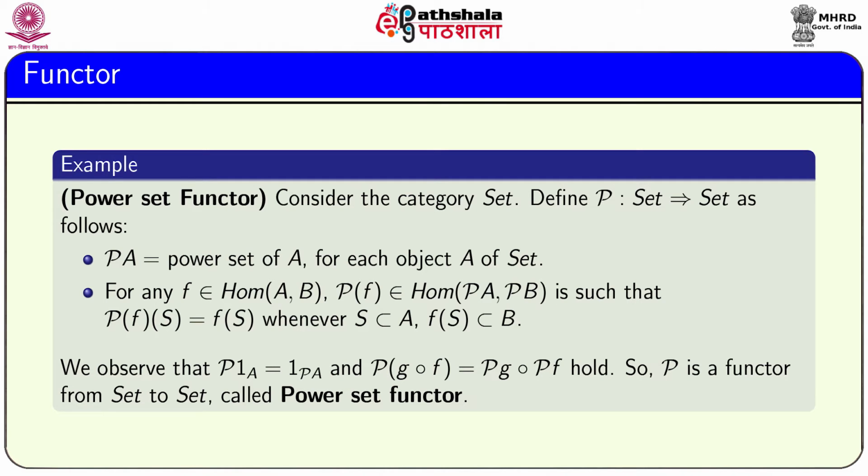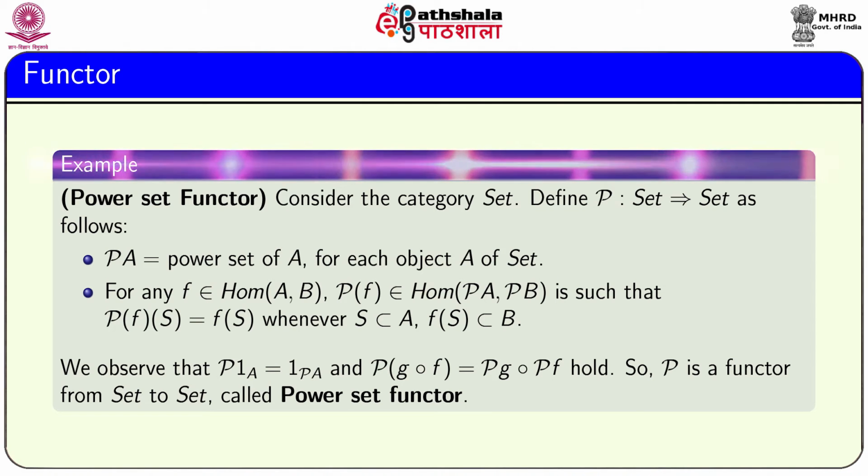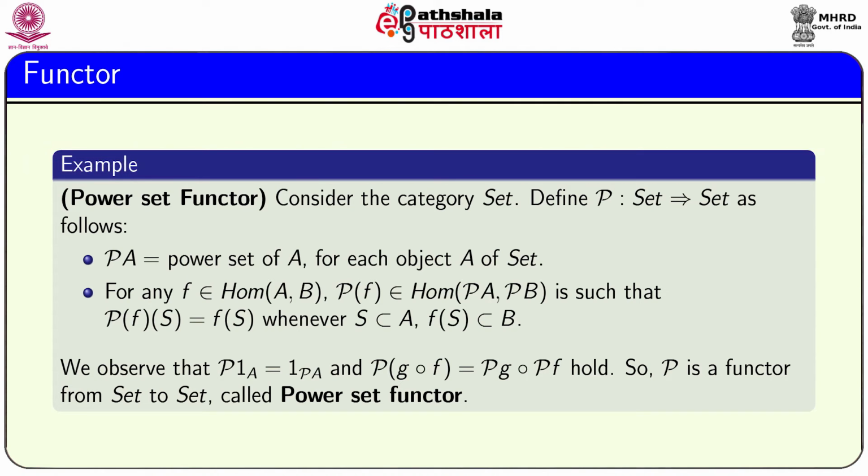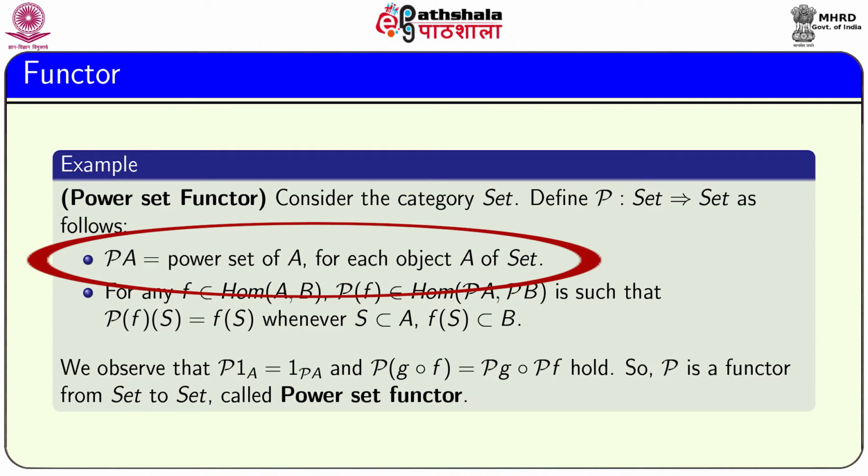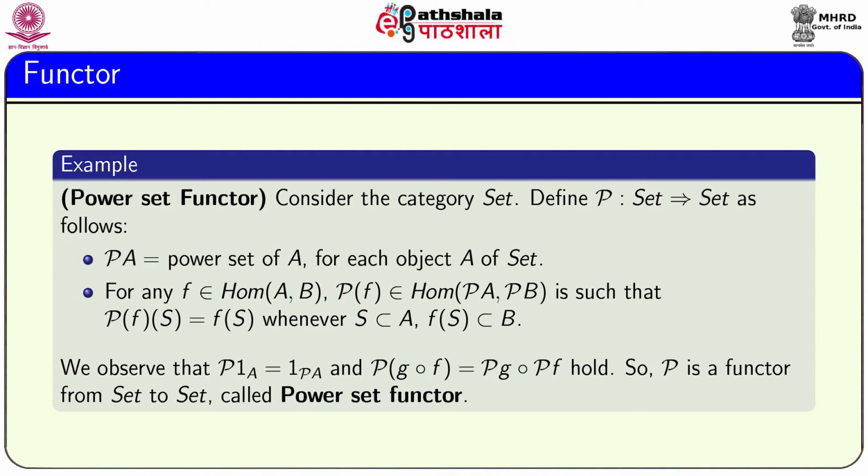Let us take an example of a functor. It is a very natural one. If we consider the category Set, here the objects are sets and the morphisms are simply mappings. Define a functor P from the category Set to the category Set itself by P(A) is equal to the power set of A for each object A of C.